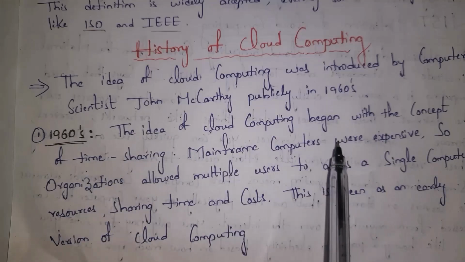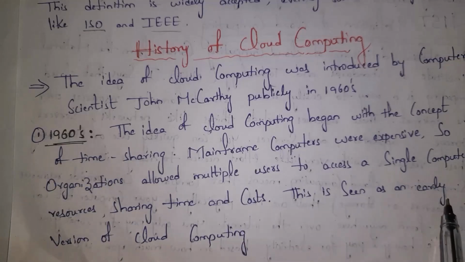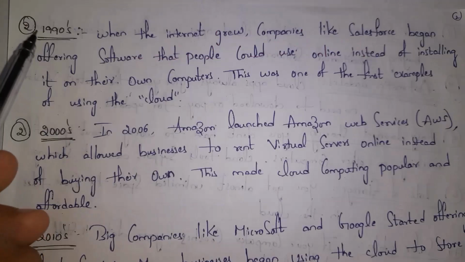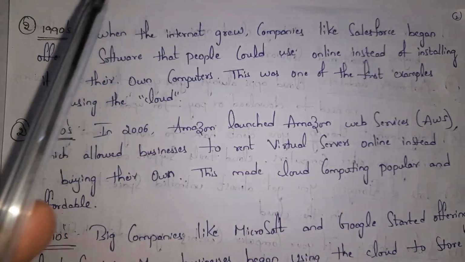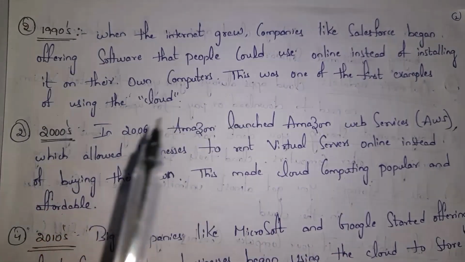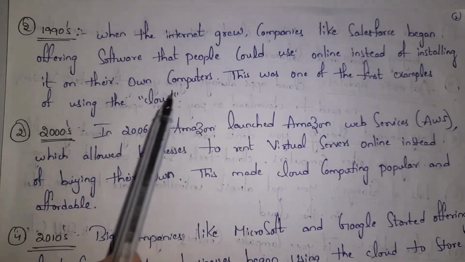Mainframe computers were expensive, so organizations allowed multiple users to access a single computer resource, sharing time and cost. And this is an early version of cloud computing. And in the 1990s, when the internet grew, companies like Salesforce began offering software that people could use online instead of installing it on their own computers. This is one of the first examples of using cloud.